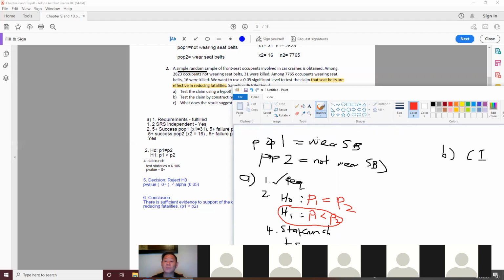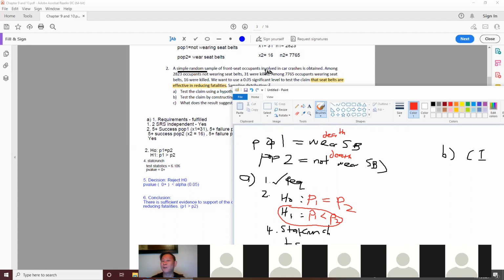Yeah. So these are those people who died, those who wear seatbelts. And these are those who died who do not wear seatbelts. I'm talking about death here. Oh, okay. I keep getting stuck on the whole seatbelt thing and not the death thing.